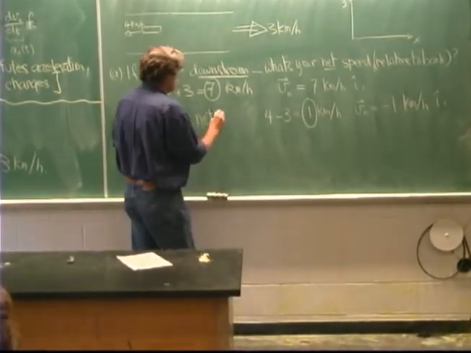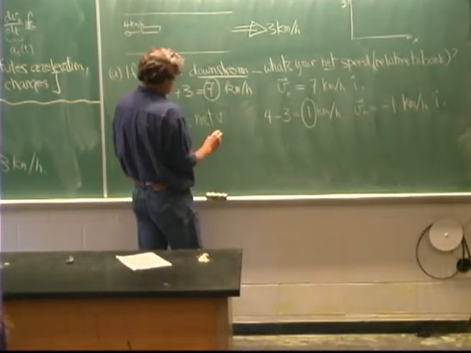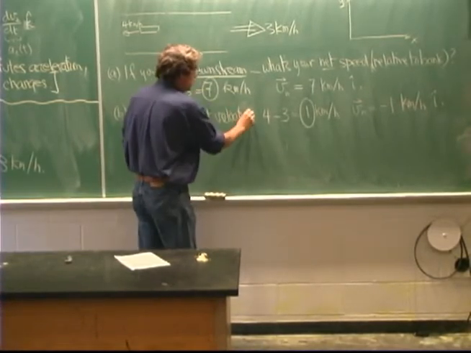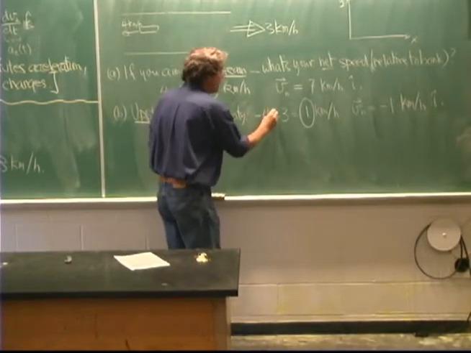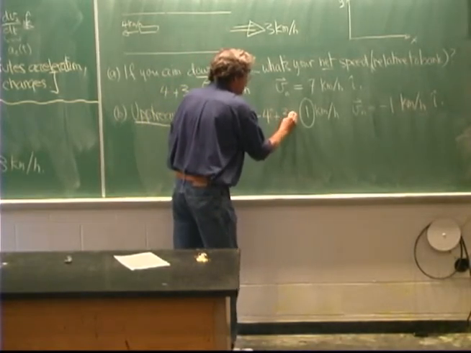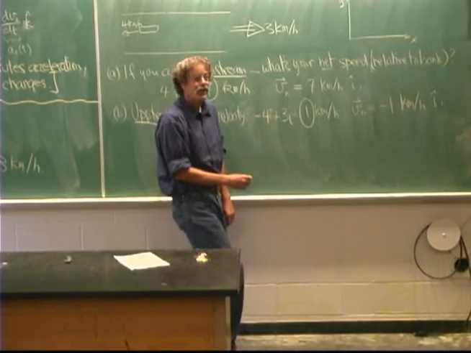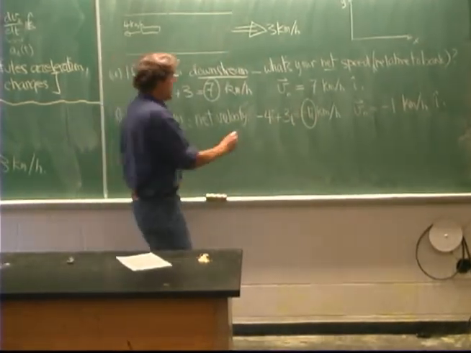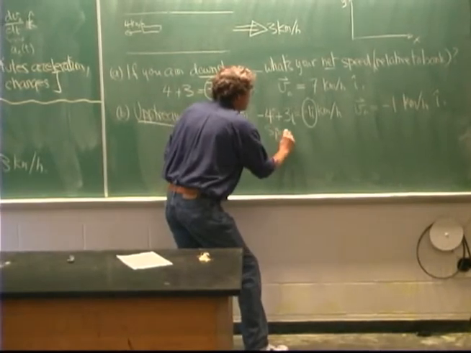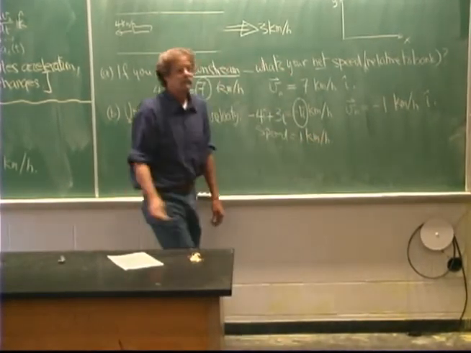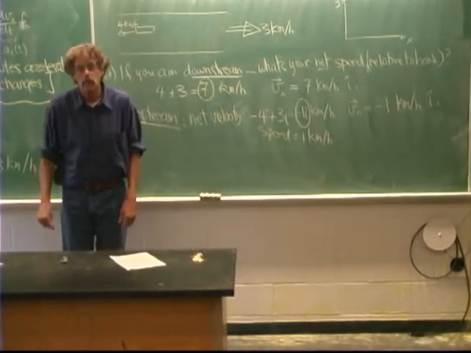Okay, you people are really formal. What is the net velocity? It is minus 4 i-hat plus 3 i-hat for the stream is minus 1 i-hat. That's the velocity, and therefore the speed equals 1. Yay. Much better way to do the problem, by the way.